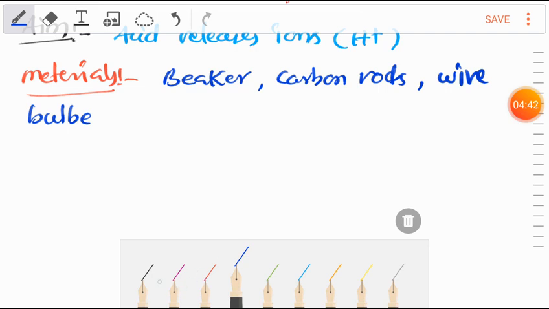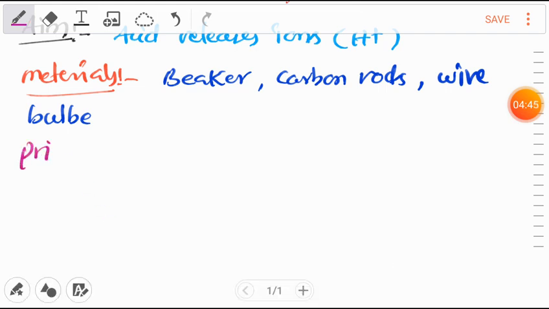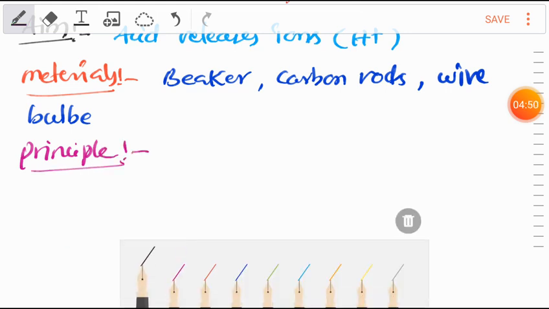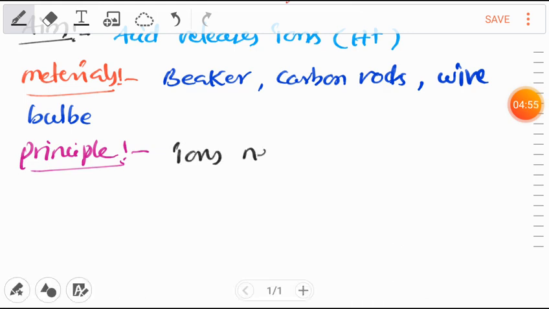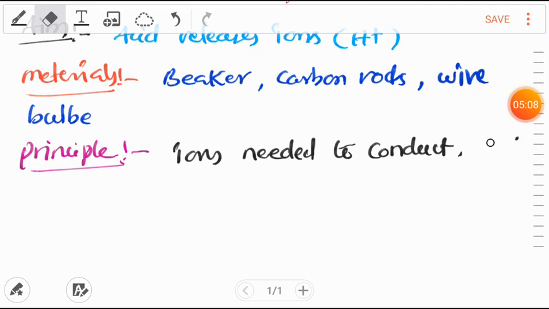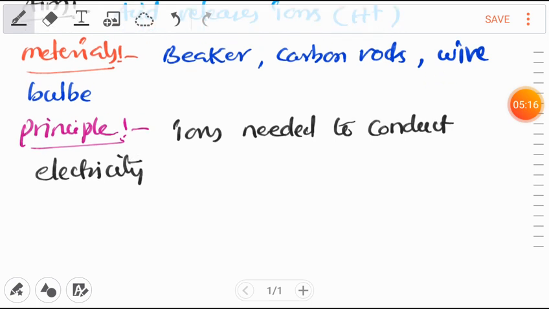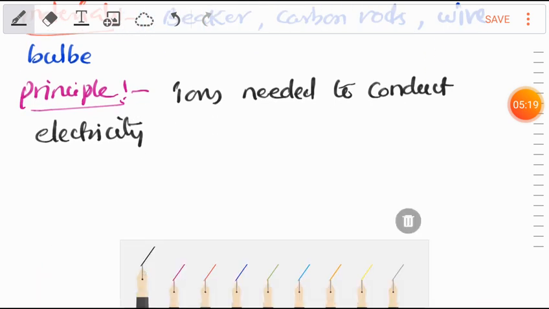And principle, what principle is there? Principle: ions are needed to conduct electricity. So next, procedure.